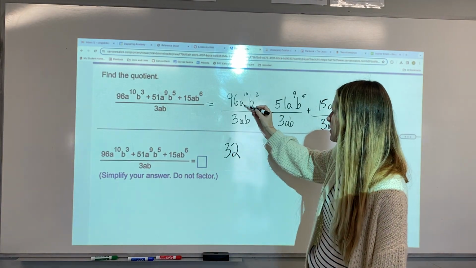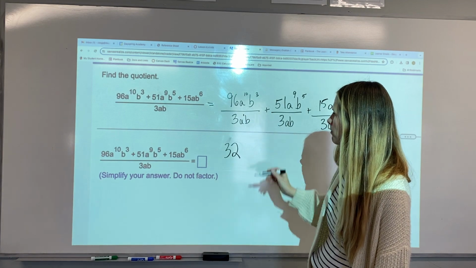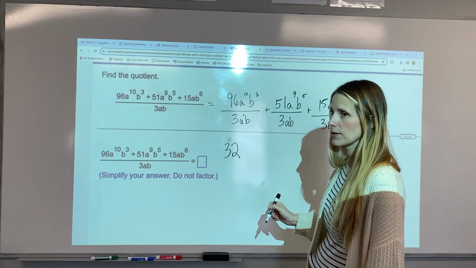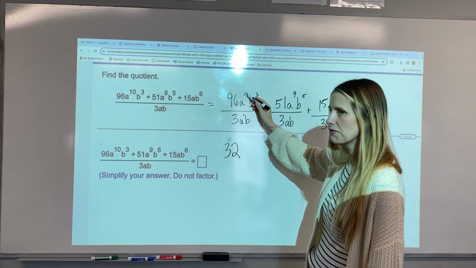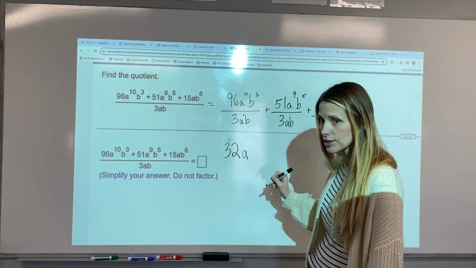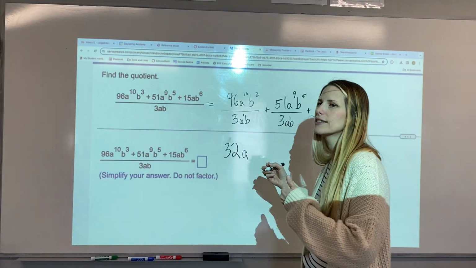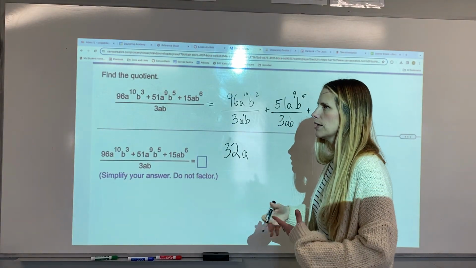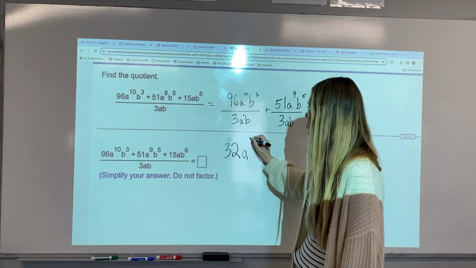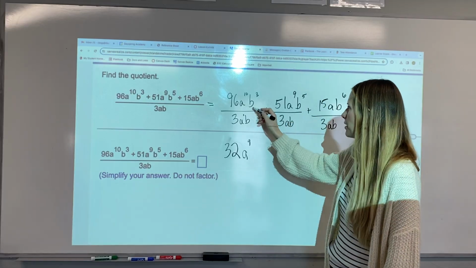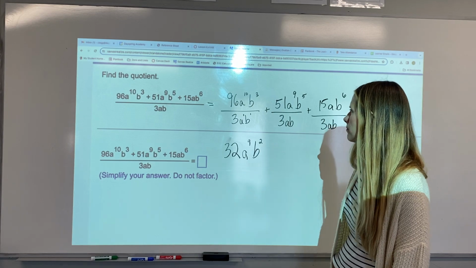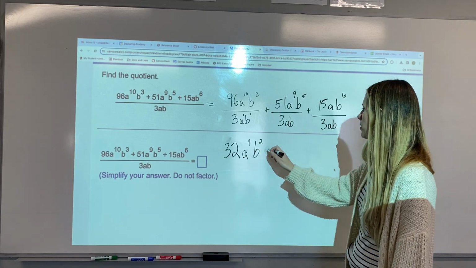32. A to the 10th divided by A to the first. A to the 9th. Very good. It's still division. The strategy is subtraction, but it's still a division problem. So A to the 9th. B to the 3rd divided by B to the first. B to the 2nd. Done.